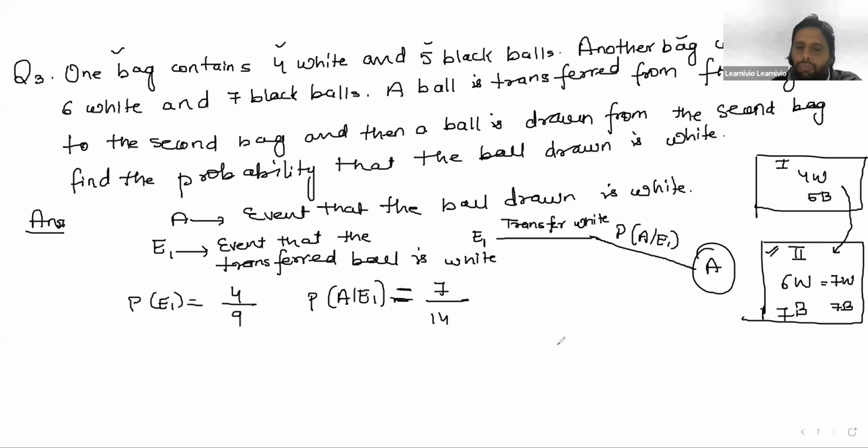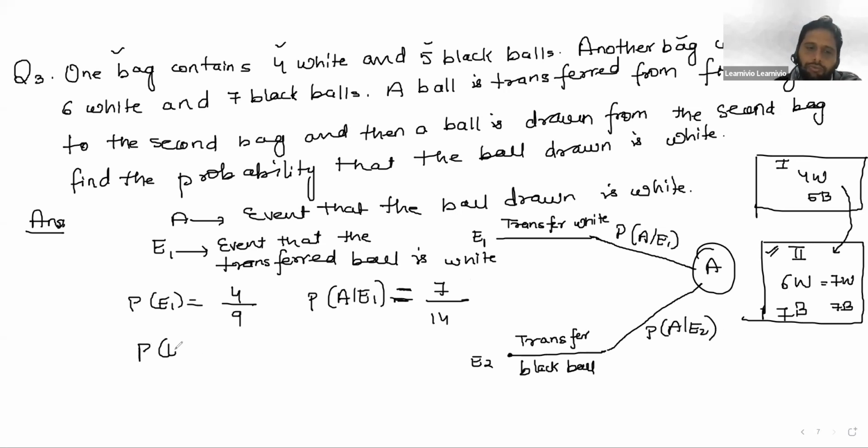Now, what is the other option we have? E2, transfer a black ball. So what you will get is P(A|E2). E2 is when you are transferring a black ball. So what will be the probability, Atif? 6 by 13. Why 6 by 13?